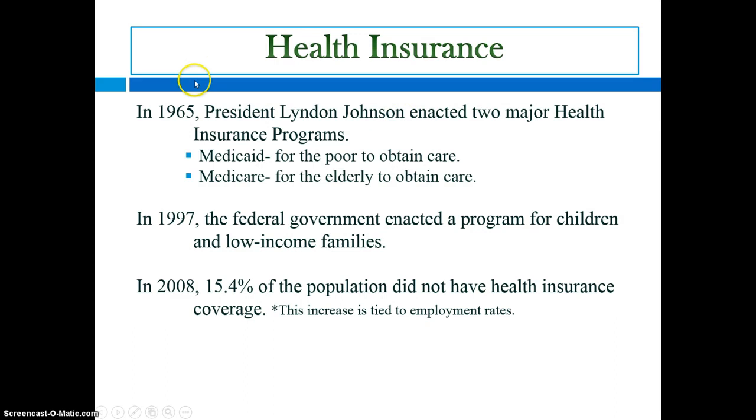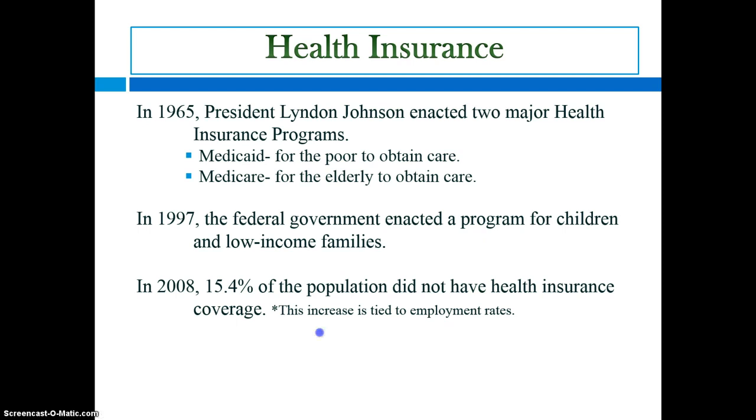In 1965, President Johnson enacted two very significant health insurance programs, one of which is Medicaid, which we talked about briefly previously, and that is for our poor families and individuals. Medicare is for our elderly. We also, in 1997, were able to start a program called CHIP for children and low-income families. And then in 2008, despite these two developments, 15.4% of the population still was noted to not have health insurance. It'll be interesting to see what those results are now that Obamacare has been enacted.